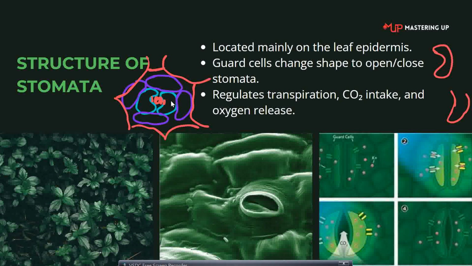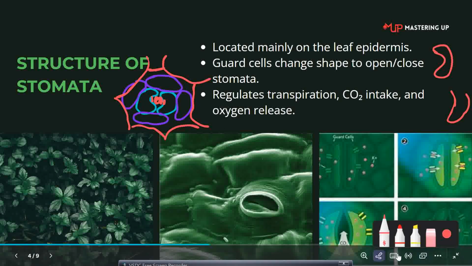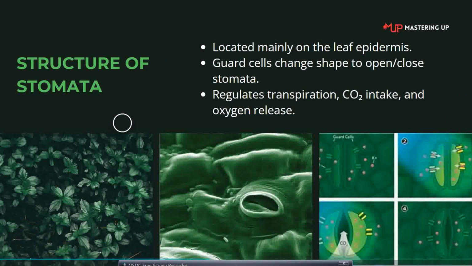So this is actually the diagram of the stomata. We have guard cells, stomatal pore, subsidiary cells and epidermal cells. Okay, so that's all with the structure of stomata. Now let's discuss all the other things.